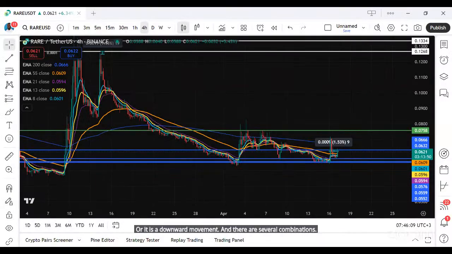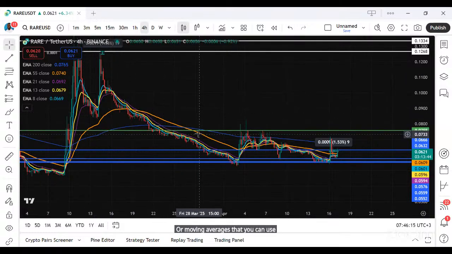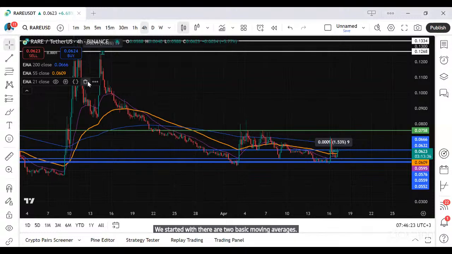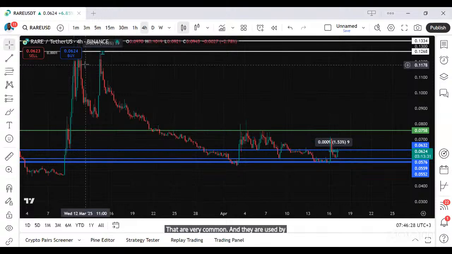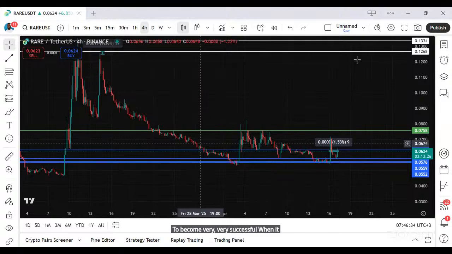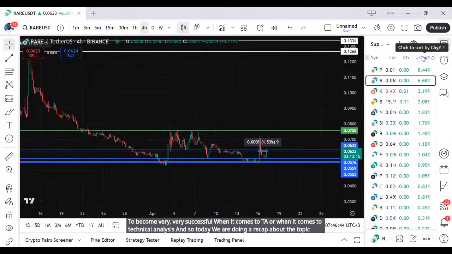There are several combinations of moving averages that you can use. Yesterday we started with the two basic moving averages that are very common and used by so many traders to become very successful when it comes to technical analysis. And so today we are doing a recap of the topic.